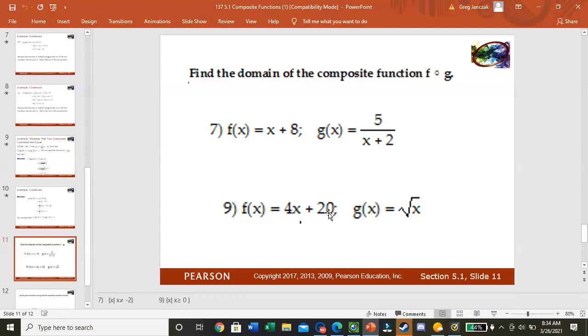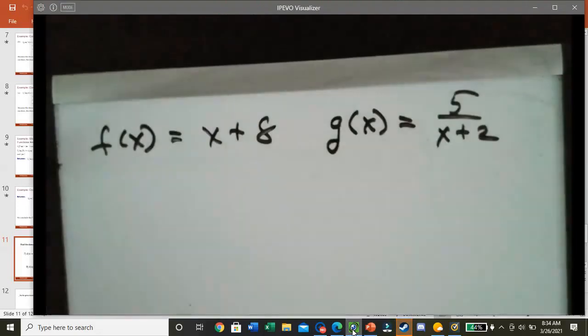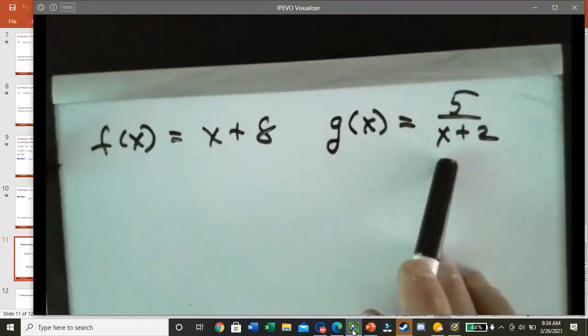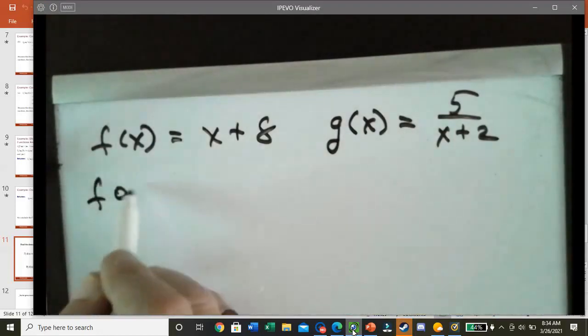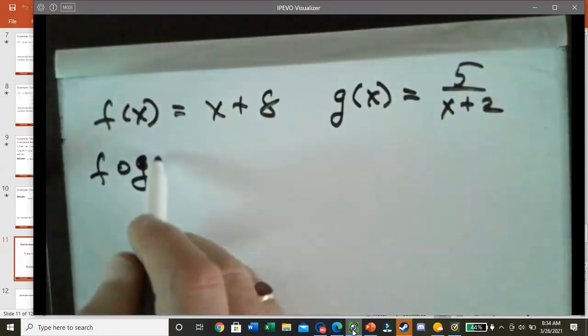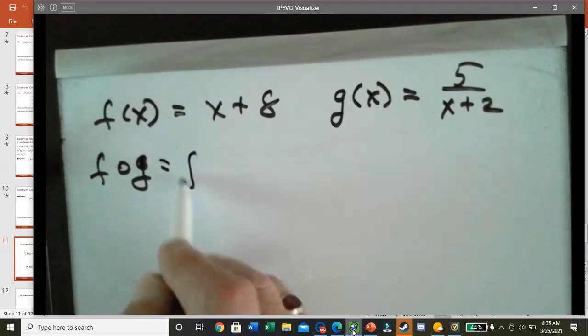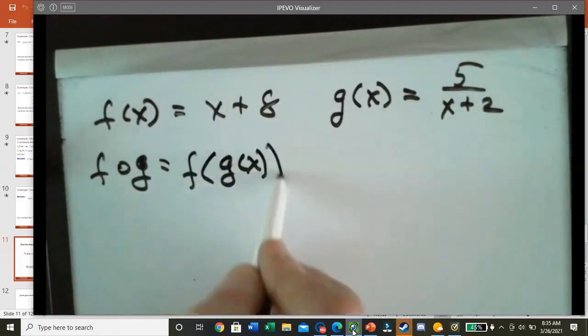All right, and I'll write 9 down also. 4x plus 10 over x. Okay, so with this, we want to find the domain. Well, here we've got x in the denominator, right? So we're not going to get all real numbers. So we want to find the domain of f composed with g. Well, first we have to find what that is, right? So that'll be f composed with g of x.